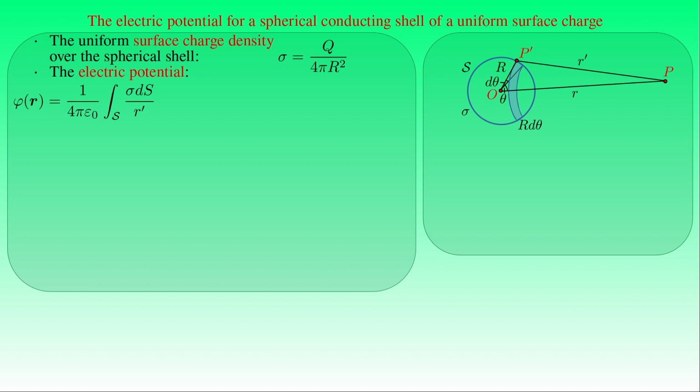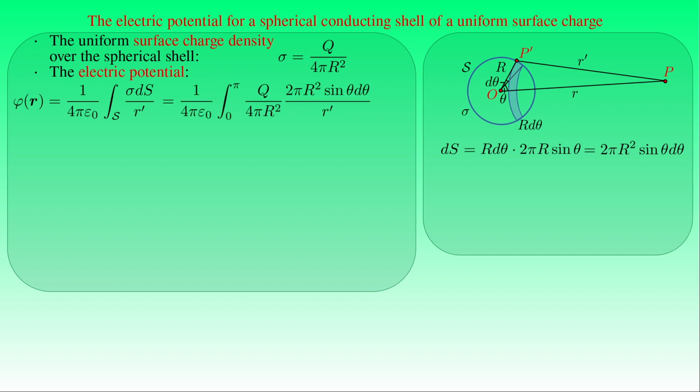Then the area of the spherical annulus of infinitesimal width can be chosen as the area element ds, which can be written as the width R times d theta, times the circumference 2 pi times R times the sine of the angle theta between the line sections OP and OP prime. This gives 2 pi times R squared, times sine theta times d theta. If we substitute the expressions obtained for the surface charge density sigma, the area element ds, and the distance r prime between any point P prime of the area element and the point P, we have 1 over 4 pi times epsilon naught, times the integral of Q divided by 4 pi times R squared, times 2 pi times R squared times sine theta divided by the distance r prime.